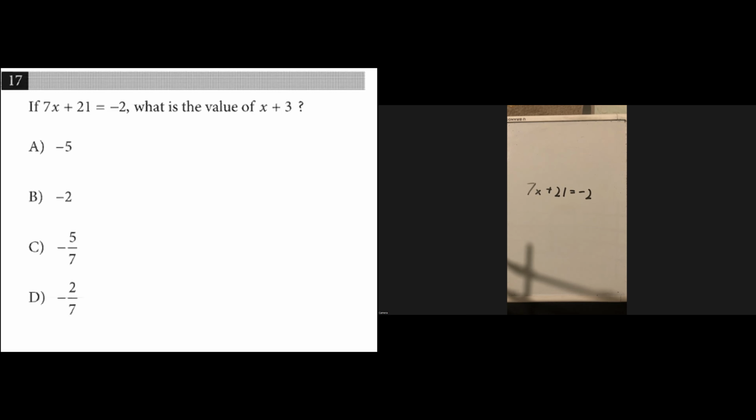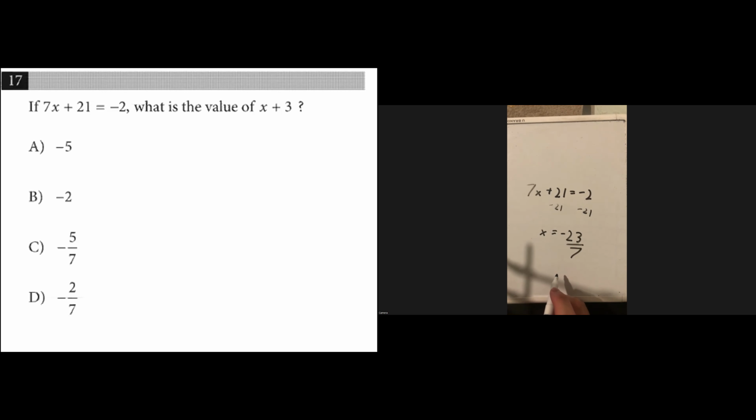So for this one, we're given the equation 7x plus 21 equals -2. And we're asked to find what is x plus 3. Well, first we have to find x, so we subtract 21 from both sides, which gets us 7x equals -23. And then we would plug that into a calculator. We would do -23 over 7 is equal to x.